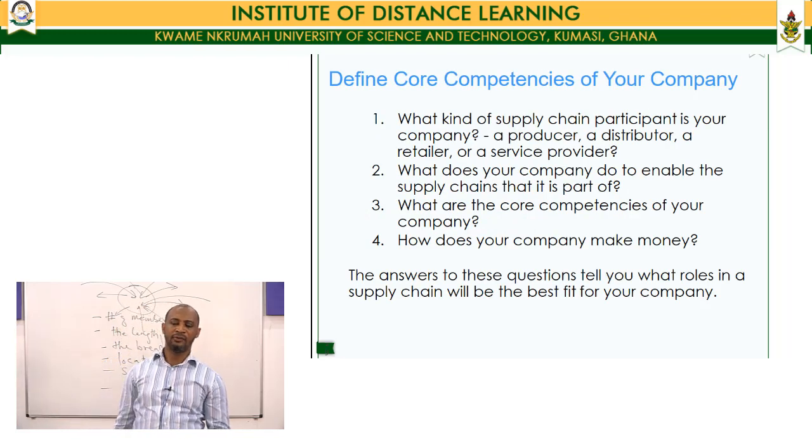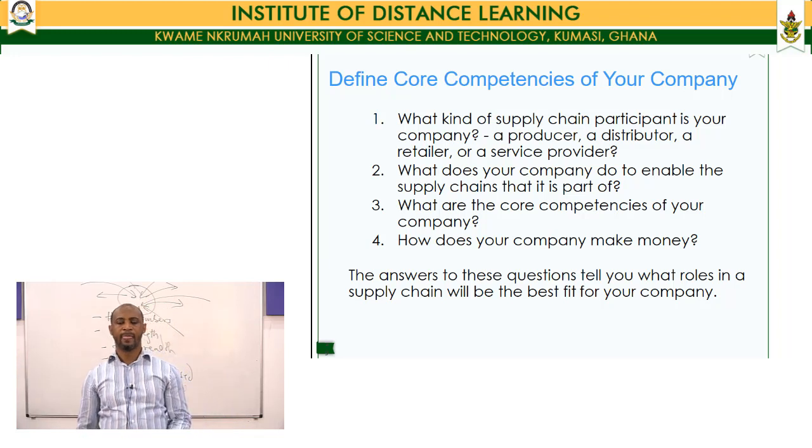So now, if you have to define the core competence of your organization, then you are looking at what kind of supply chain participant your company is. Is your company a producer, a distributor, a retailer, or a service provider? What does your company do to enable the supply chain to work? That is the supply chain that it is a part of. What does it do to help it work?